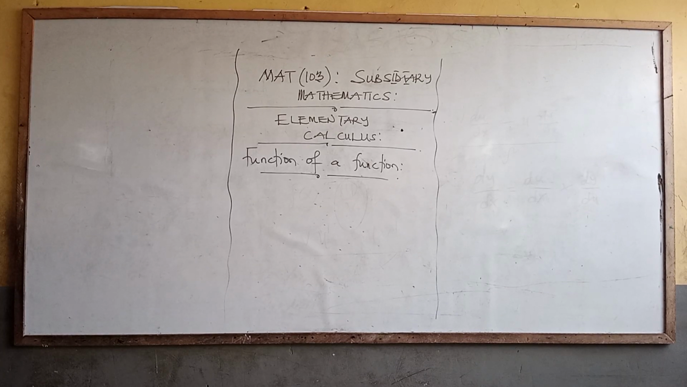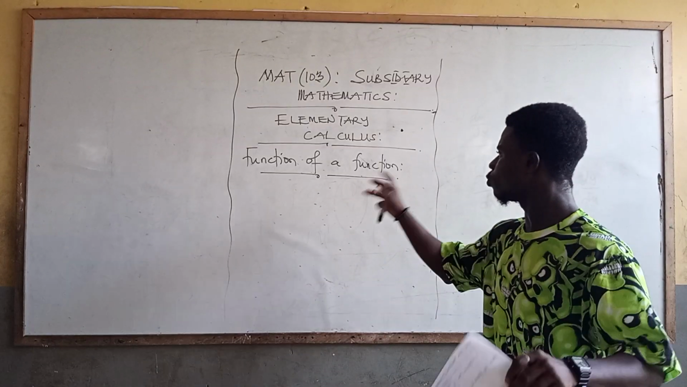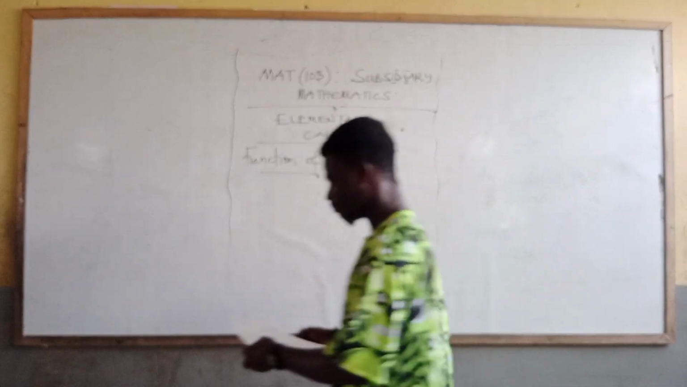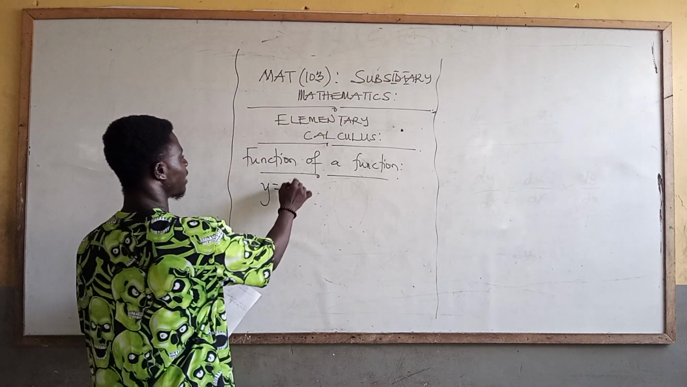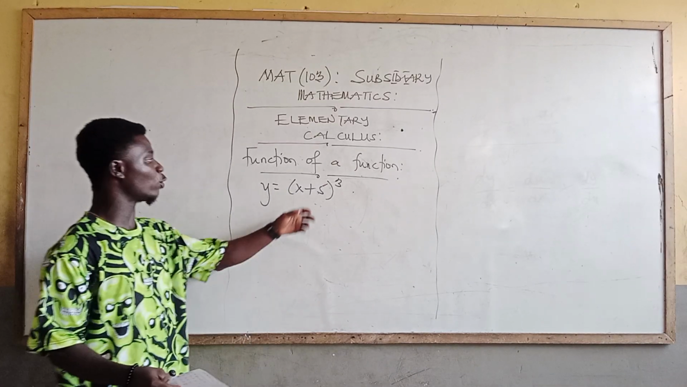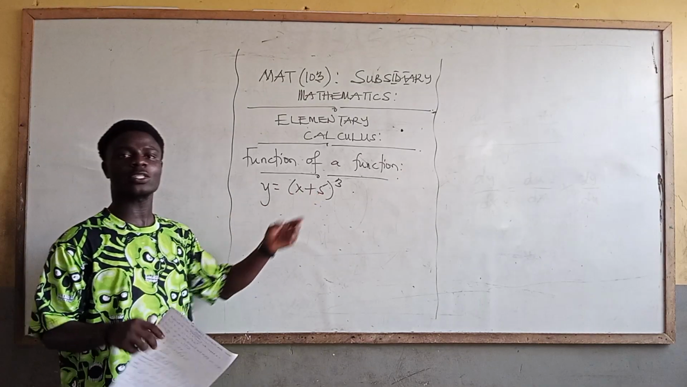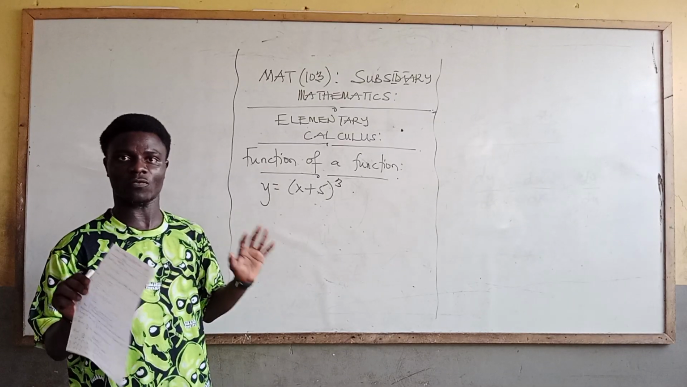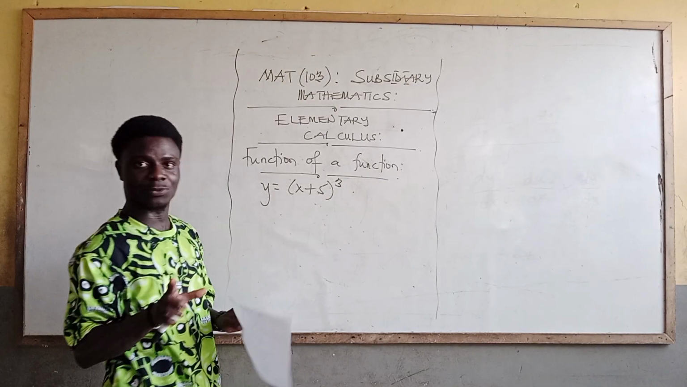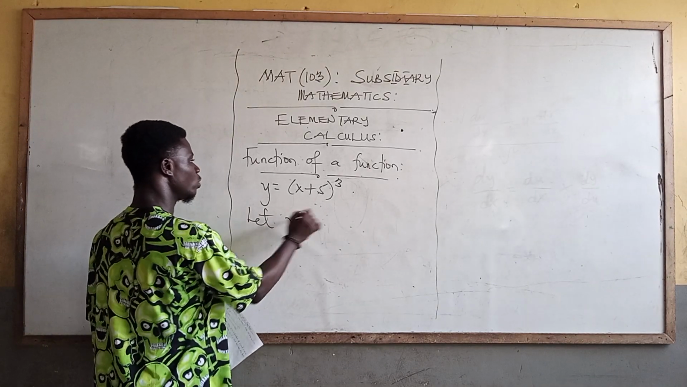Now, I want to continue with the function of a function. How do we find the derivative of a function of a function? Let's consider y equals (x plus 5) all to the power 3. Here we say that y is a function of x, because given y, we have it all in terms of x. Don't forget that x here is x to the power 1.